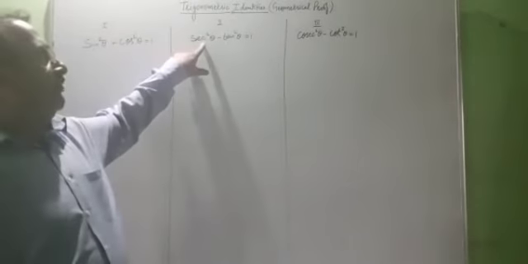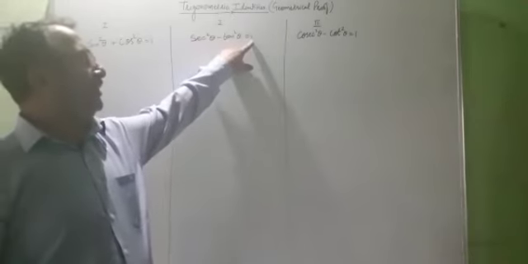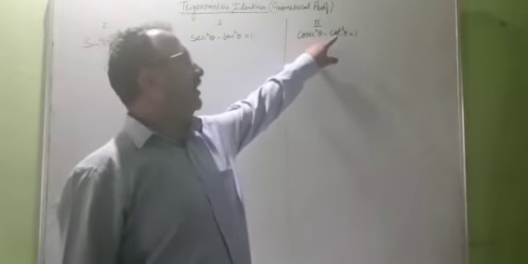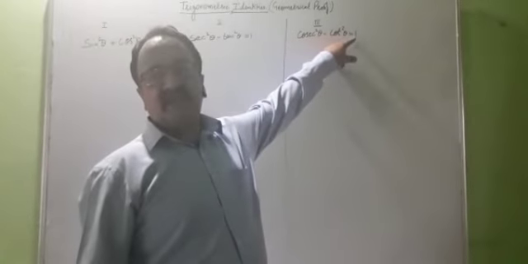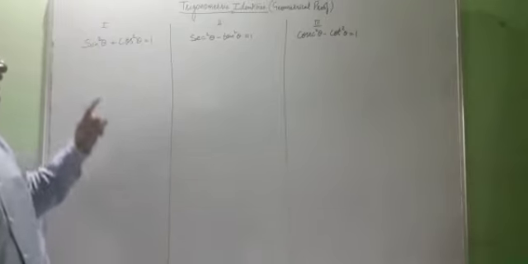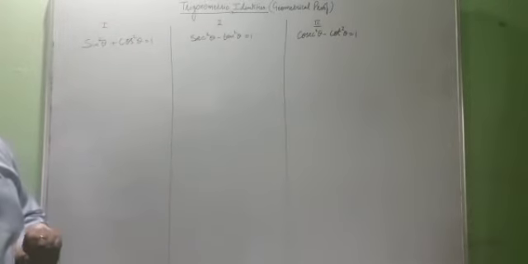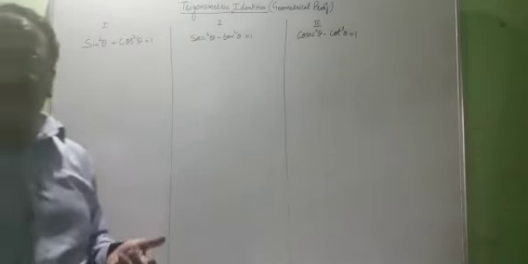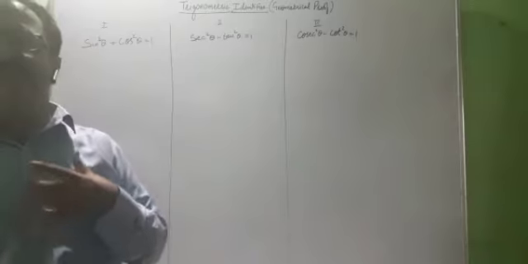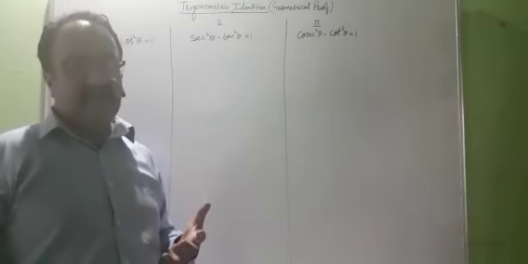The second trigonometric identity, secant square theta minus tan square theta equal to 1. The third one is cosec square theta minus cot square theta equal to 1. You might have noticed one thing, the identities are in squares. Now, how can we prove these identities geometrically? So we'll use a very simple concept to prove these identities.